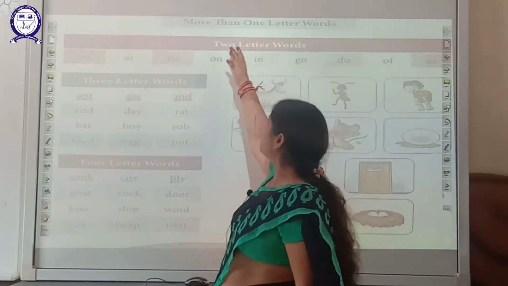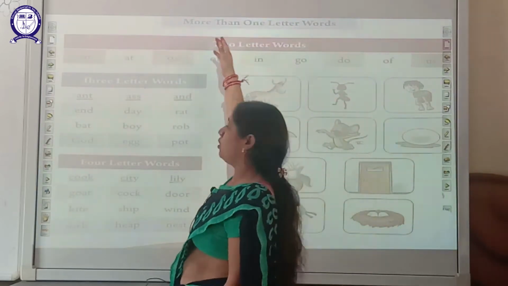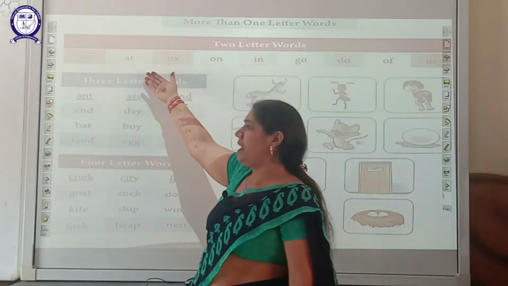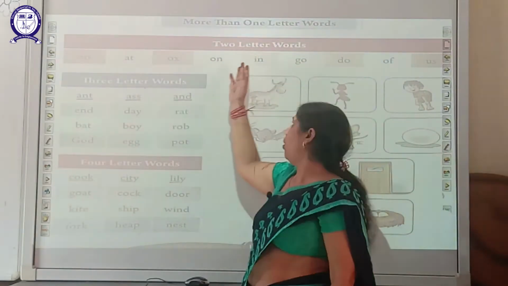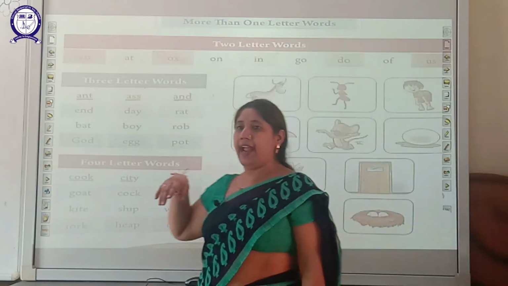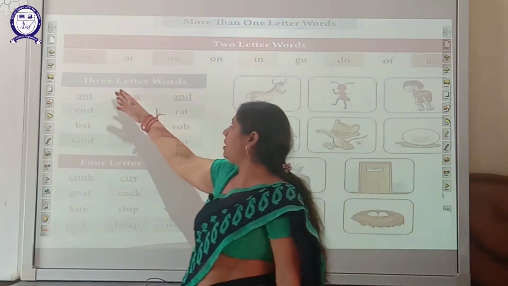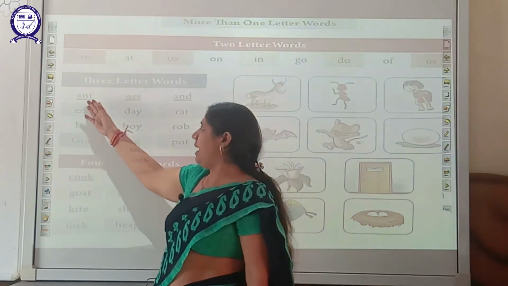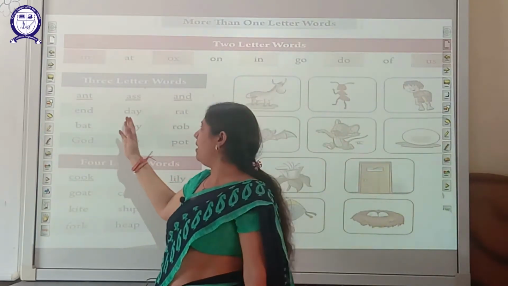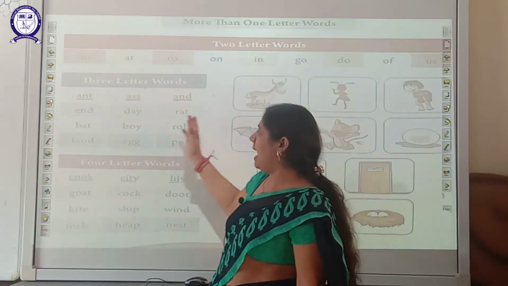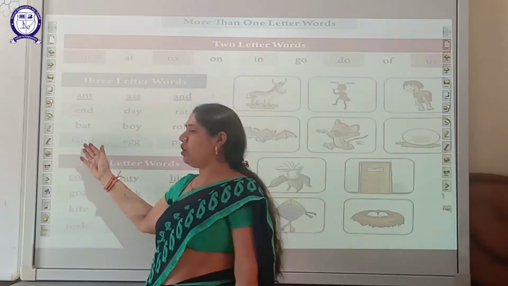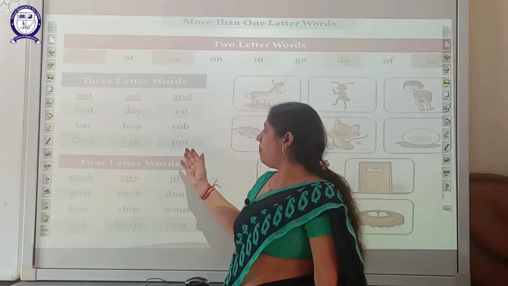More than one letter means two letters, three letters, four letters. There are so many examples of two-letter words. For example, AN, an; AT, at; OX, ox; ON, on; IN, in; GO, go; DO, do; OF, of; and US, us. Here are some examples of three-letter words: ANT, ant; ASS, ass; AND, and; END, end; DAY, day; RAT, rat; BAT, bat; BOY, boy; ROB, rob; GOD, god; EGG, egg; POT, pot.